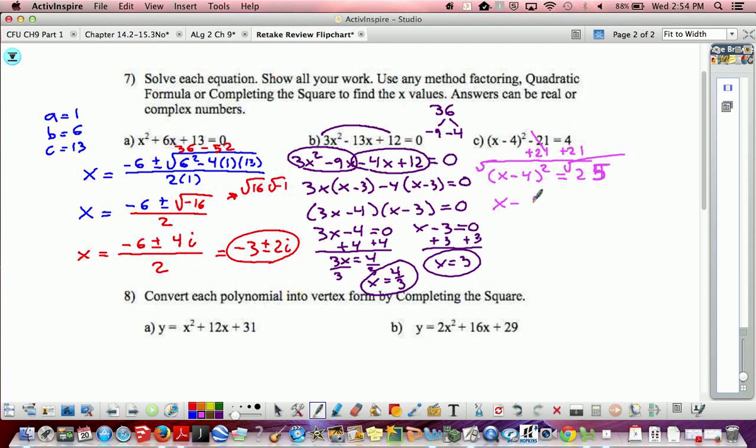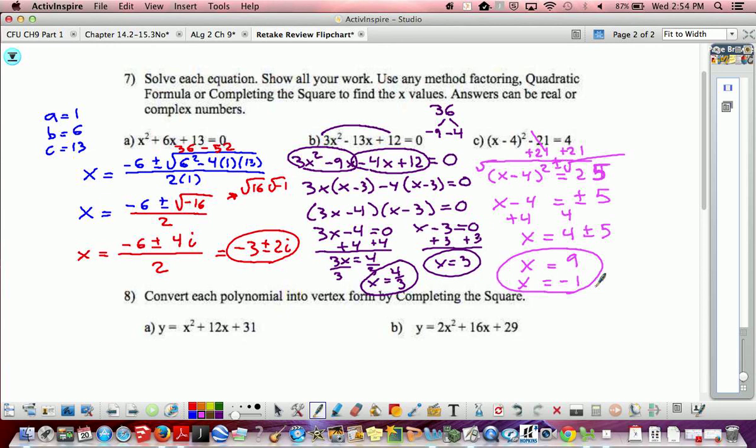So now I have x minus 4 equals, don't forget it's plus or minus, the square root of 25, which is 5. Now I can just add 4 to both sides, so I get x equals 4 plus or minus 5. So 4 plus 5 is 9, 4 minus 5 is negative 1. Again, once you have these answers, you could actually plug them back in and see if they actually work. Okay? So again, you're going to have problems just like these. Remember how we said you had 4 of these that you could solve, any method.